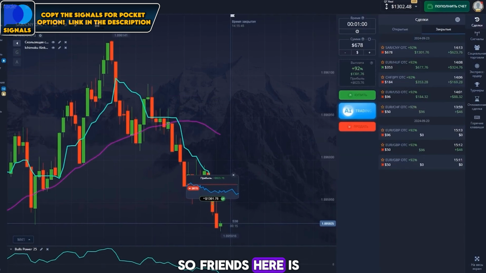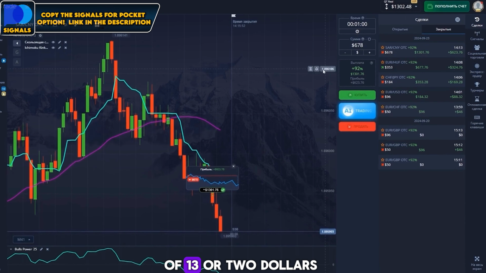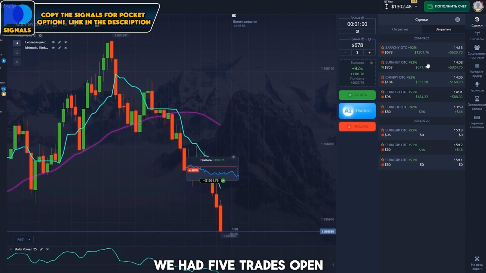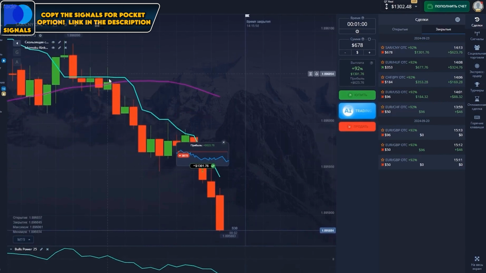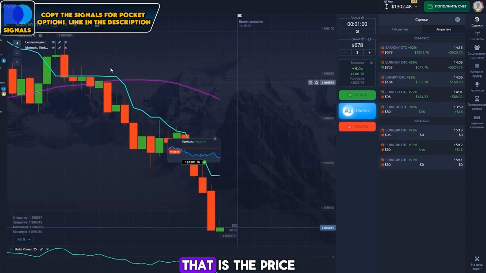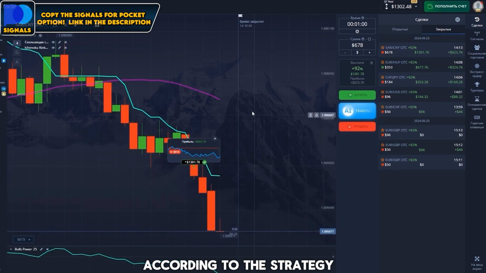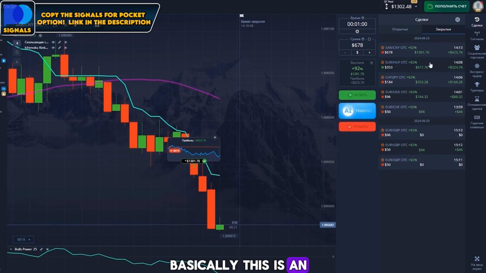So friends, here's the result of today's trades. We started with an amount of $50 and reached a deposit of $1,302. We had 5 trades open and absolutely each of them ended in profit. You see how well this strategy performs, even you could say in the long term. That is, the price continues to perform according to this strategy, going down. Excellent. Here, basically, this is an indicator strategy.